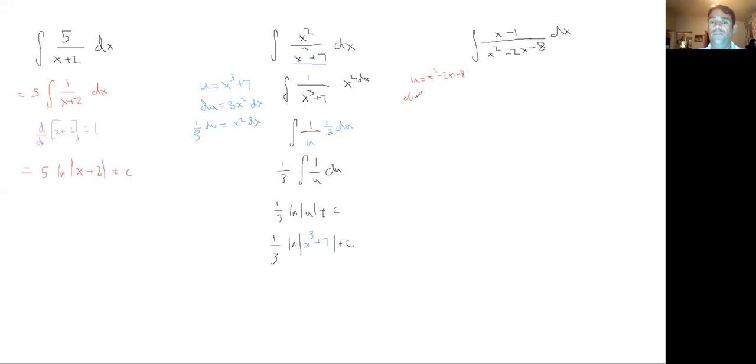And I see that I have du equals 2x minus 2. So that didn't quite give me what I wanted. So I have my 1 over x squared minus 2x minus 8. Notice the x squared minus 2x minus 8 factors, but it doesn't factor into something to a single power. Right? I have two separate factors. It's not a repeated factor. I'm going to take my x minus 1 out there.